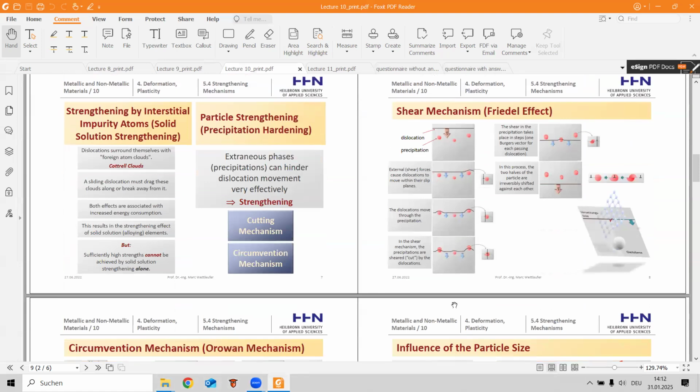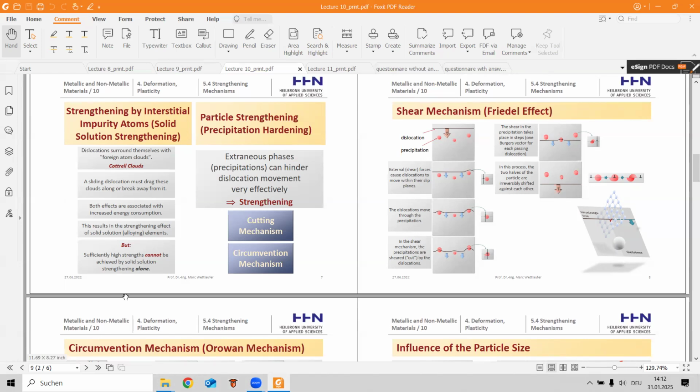Distortion caused by the interstitial impurity atoms. Solid solution strengthening: dislocations surround themselves with foreign atom clouds, Cottrell clouds. A sliding dislocation must drag these clouds along or break away from them. These effects are associated with increasing energy consumption. This results in a strengthening effect of the solid solution element. However, sufficiently high strengths cannot be achieved by solid solution strengthening alone.